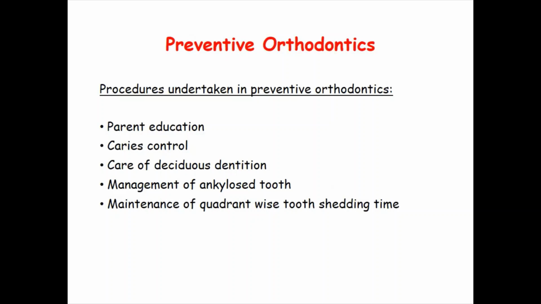Moving on to preventive orthodontics, what are the procedures that are undertaken in preventive orthodontics? The first being parent education. Parental education is very important, guiding them or informing them about the importance of the primary teeth and the effect on the permanent dentition. Caries control, care of the deciduous dentition, management of ankylosed teeth, maintenance of quadrant-wise tooth shedding time.